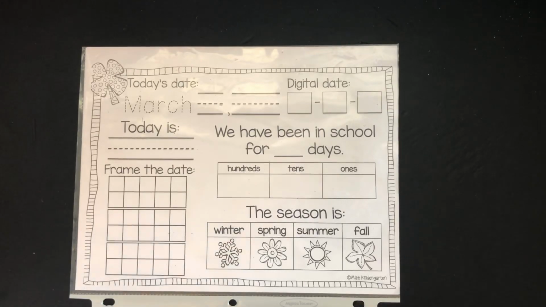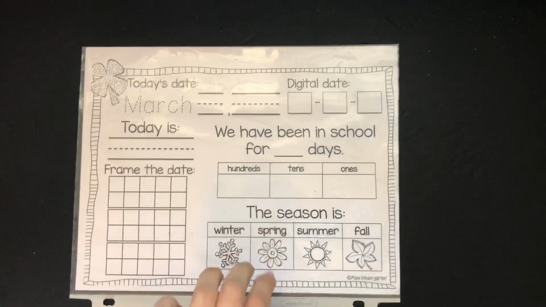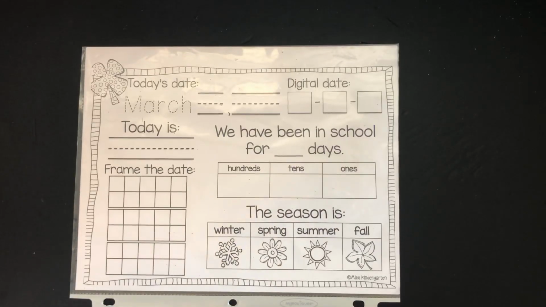So let's go and get our daily calendar packets out. They look like this. It's like our own little dry erase board like we use in class. And let's get our dry erase markers and let's get started.